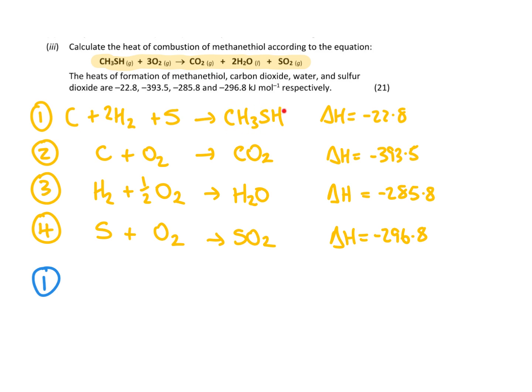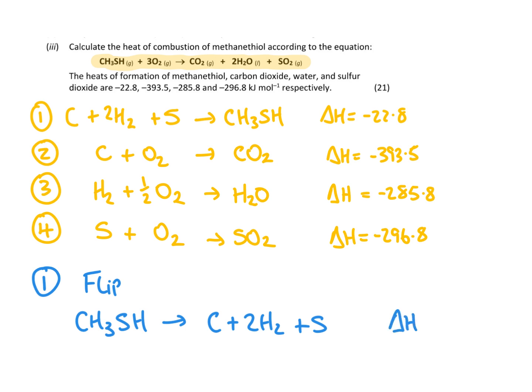Now I can see it's on the right hand side in my heat of formation equation, but in my target equation it's on the left. So what I need to do with equation 1 is flip it. So if I flip equation 1, it becomes CH3SH goes to C plus 2H2 plus S. And that gives me a delta H value. When you flip an equation, you must change the sign of your heat. So that gives me 22.8. Now the unit for all of these is kilojoules per mole for all of your heats. I'm just not writing that in to save space. So that is the first equation completed now.